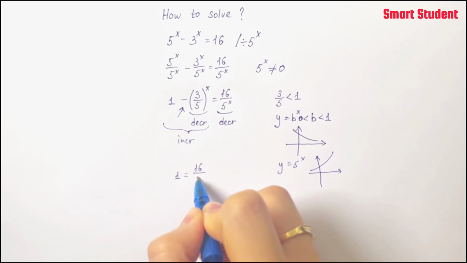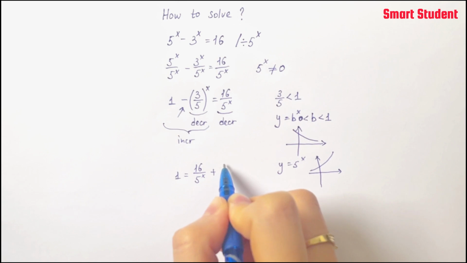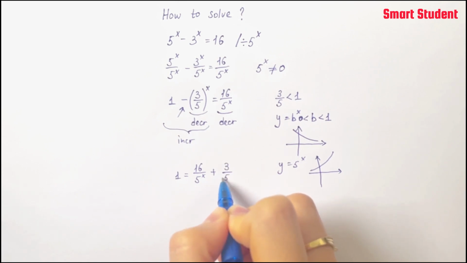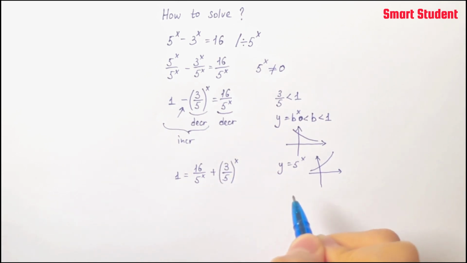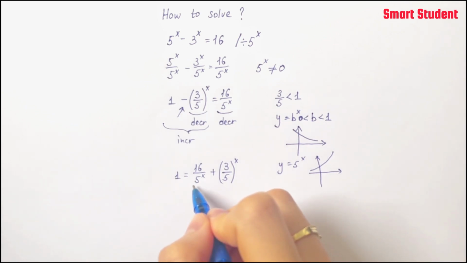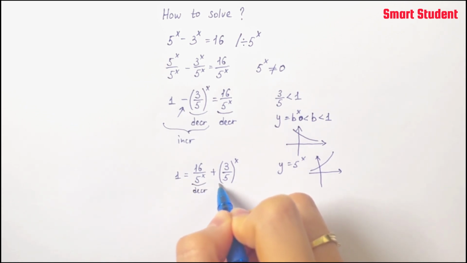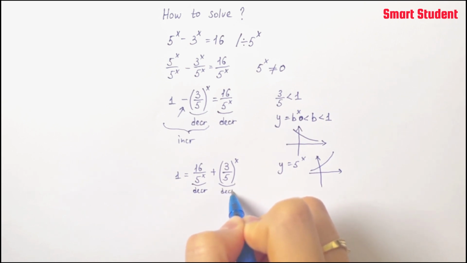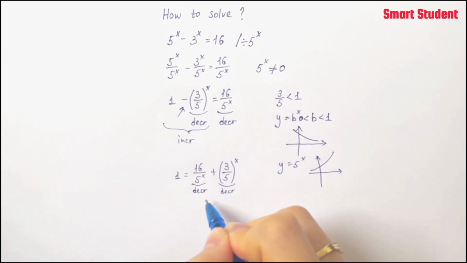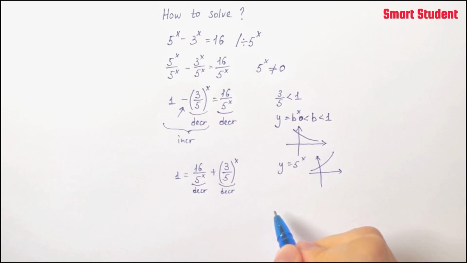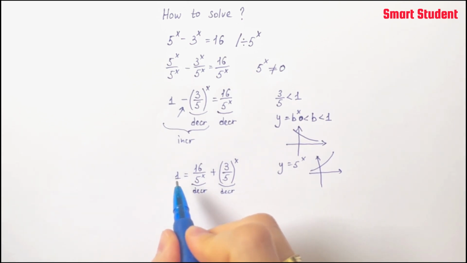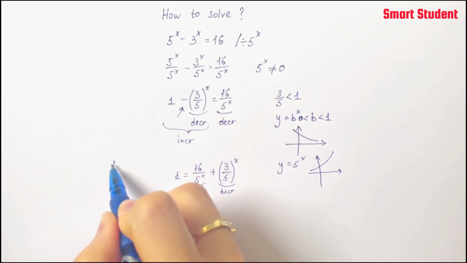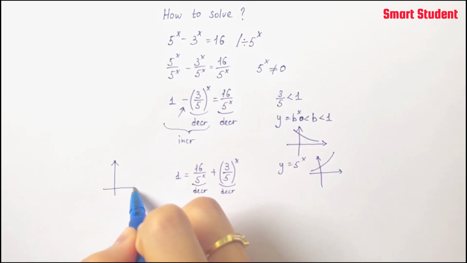Or there is another alternative approach, in which we move this term to the right-hand side. So we have a decreasing function, and we have another decreasing function here, so the sum is also decreasing. And on the left-hand side, I have a constant function. So that means this function is going to be a horizontal line. So you have a decreasing function and a horizontal line.